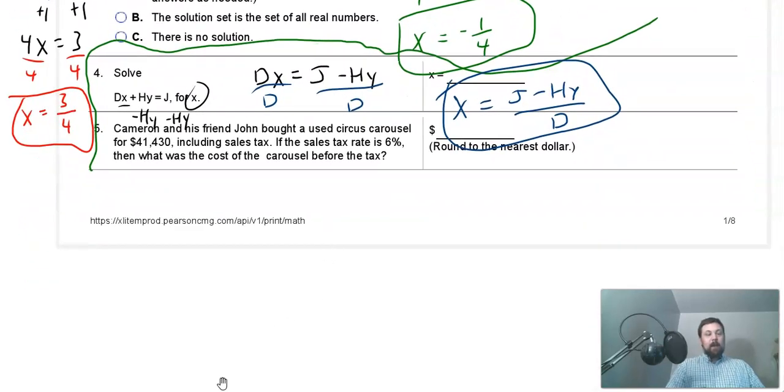The last problem on this page is number 5. Cameron and his friend John bought a used circus carousel for $41,430, including sales tax. If the sales tax rate is 6%, then what is the cost of the carousel before tax?